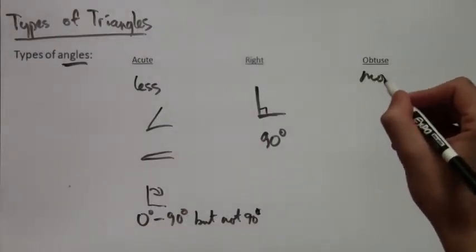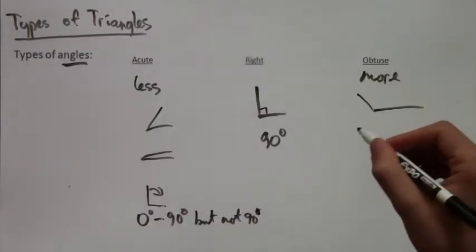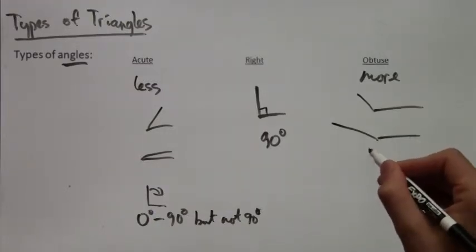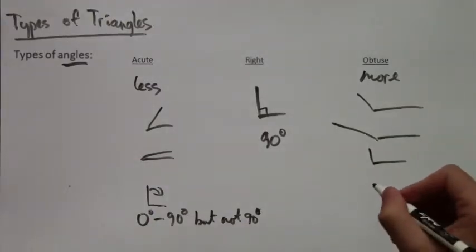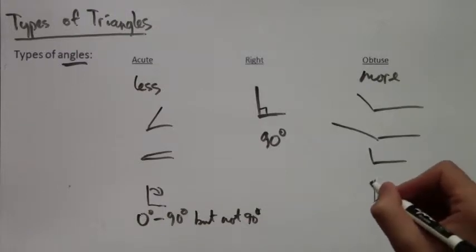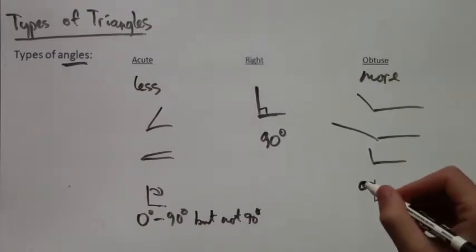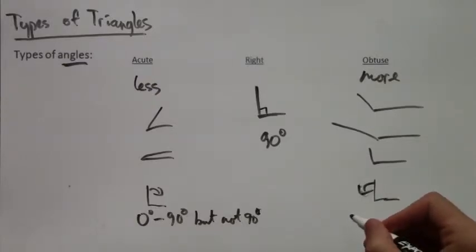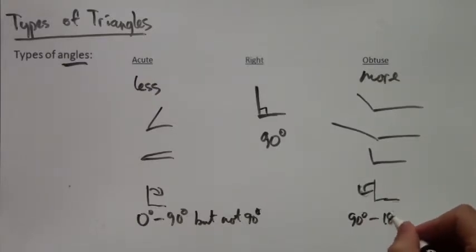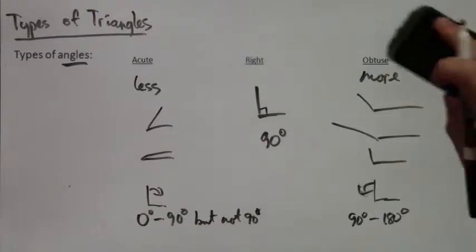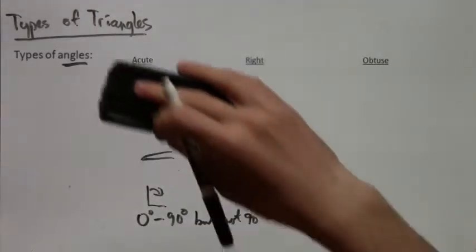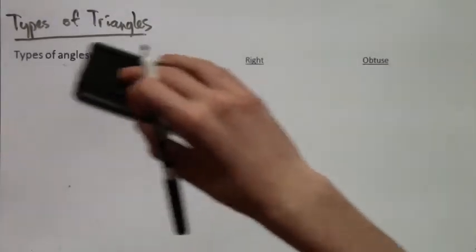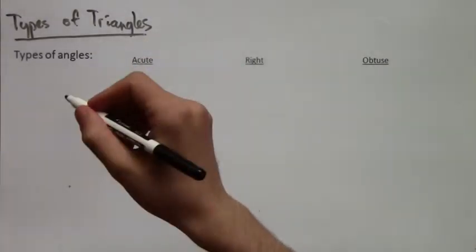So now obtuse angles. That's the opposite of an acute angle. It's more than a right angle. So you can imagine unfolding a right angle, taking it and opening it further. For our purposes, obtuse angles are angles between 90 and 180 degrees, not including the endpoints. So 90 degrees is not an obtuse angle, and neither is 180. Alright, so now we got the types of angles down. Let's talk about the types of triangles.